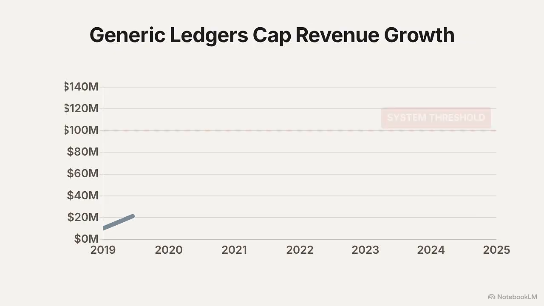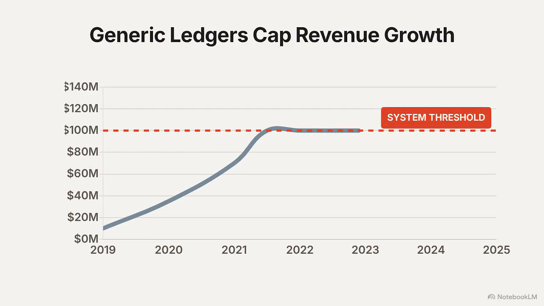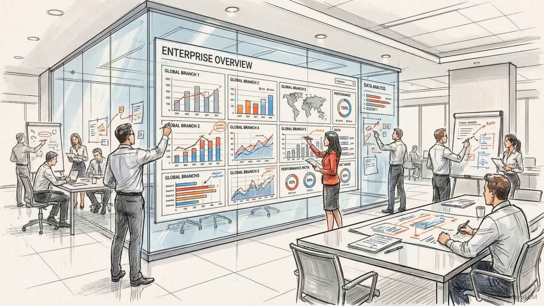Generic accounting software places a mathematical cap on a brokerage's ability to scale efficiently. Transitioning to a real estate native platform is a structural requirement for building a multi-million-dollar enterprise that remains manageable.